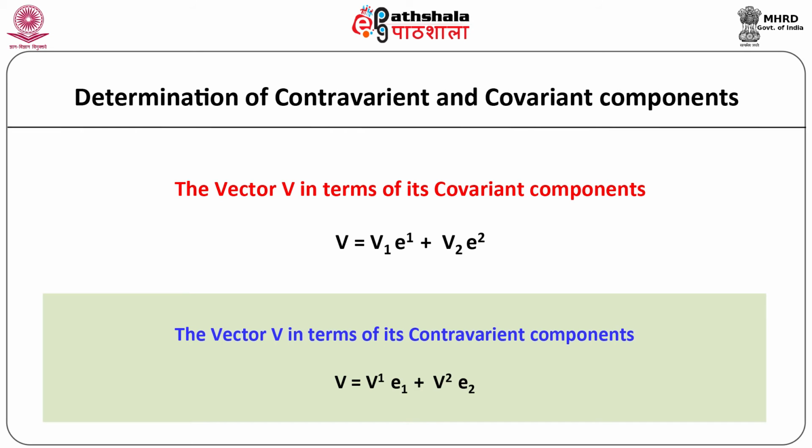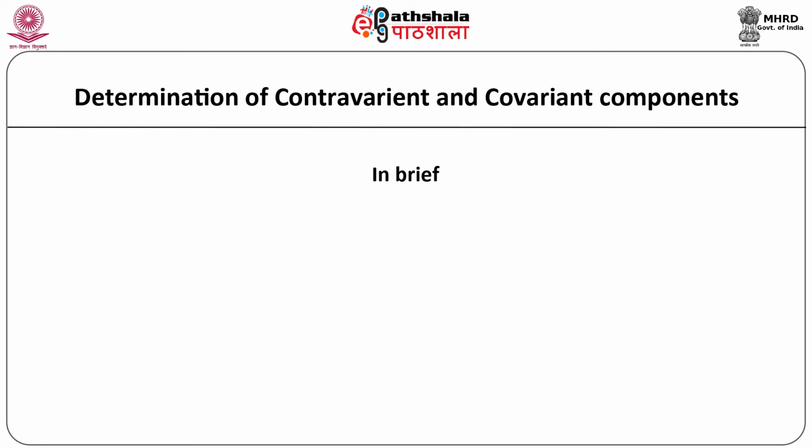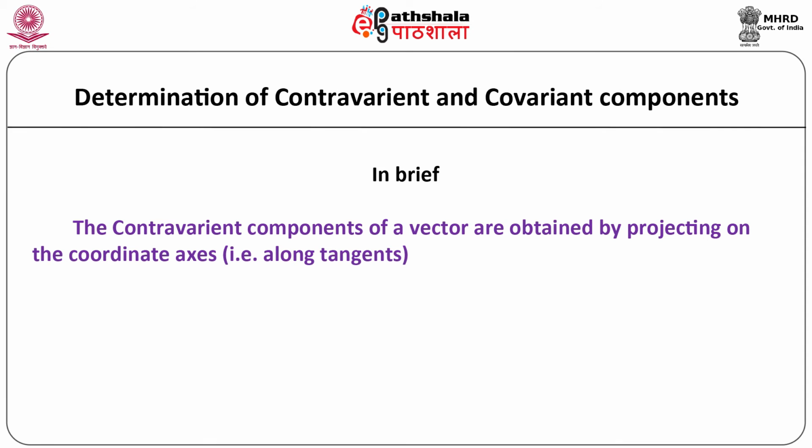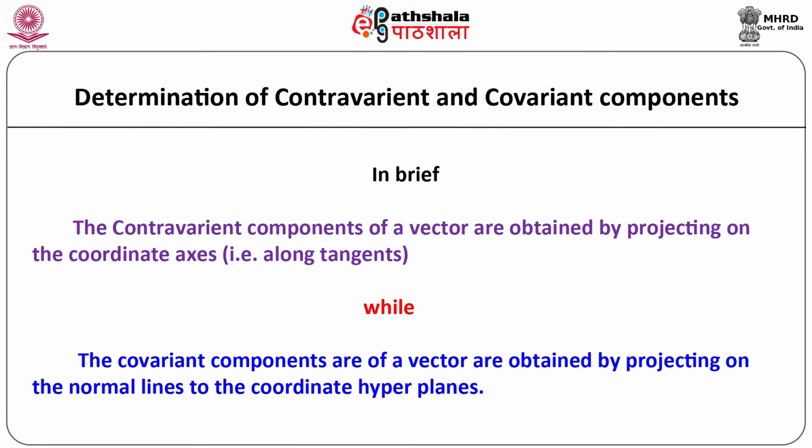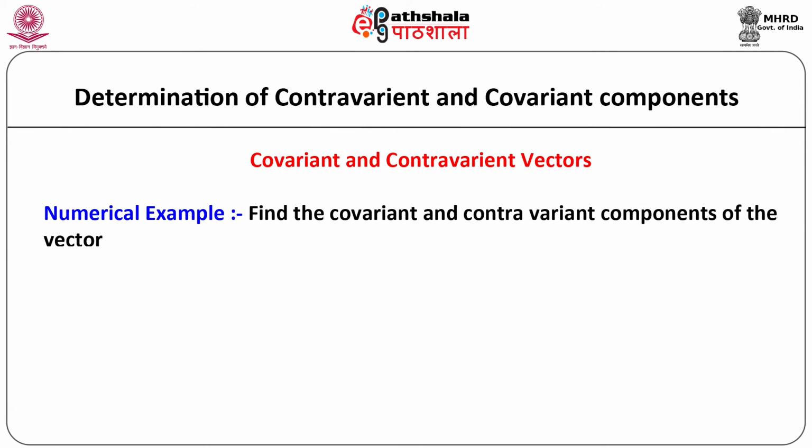Compare the two representations of the same vector V. In brief, it should be remembered that the contravariant components of a vector are obtained by projecting on the coordinate axis, that is along tangents, while the covariant components of a vector are obtained by projecting on the normal lines to the coordinate hyperplanes. Theory is better understood with the help of numerical exercises.